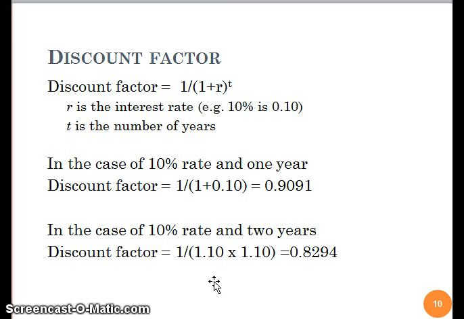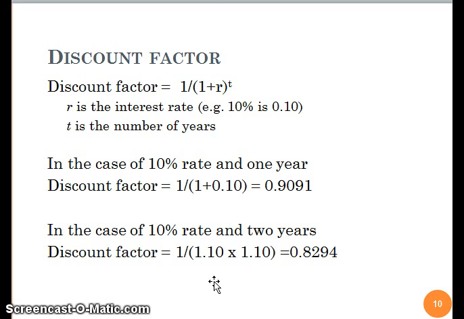So to calculate the present values, first you should know the discount factor. The discount factor is given by the formula 1 divided by (1 plus r) to the power t, where r is the interest rate and t is the number of years.